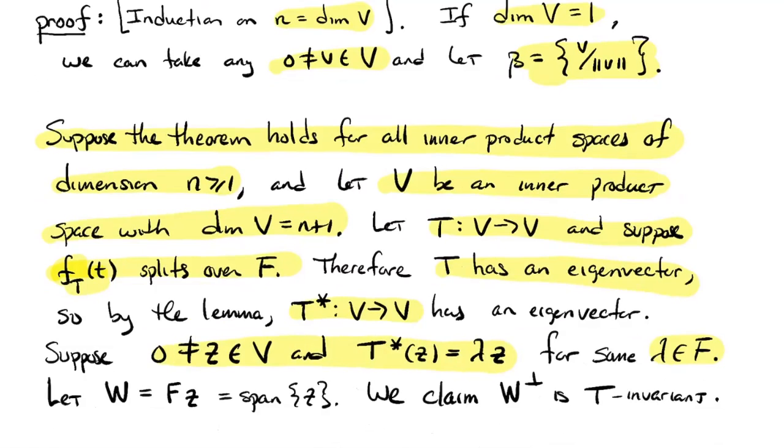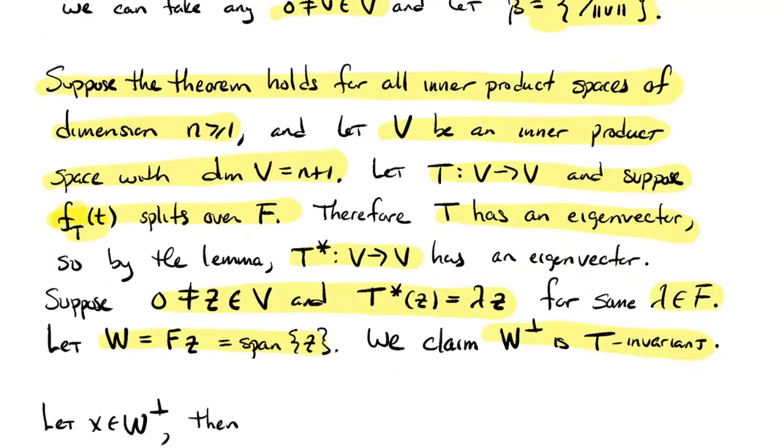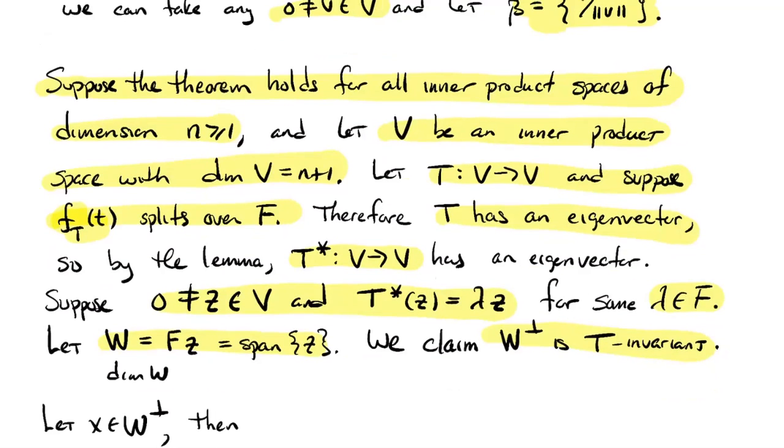All right, the subspace W, take it to be the line through Z, all the scalar multiples of this non-zero vector. Okay, so I claim that the perpendicular space to that line, remember, the dimension of W is 1, scalar multiples of a fixed non-zero vector. So the dimension of W perp is going to be the dimension of the space minus 1, that is, it's going to be dimension n. And I claim it's T invariant.